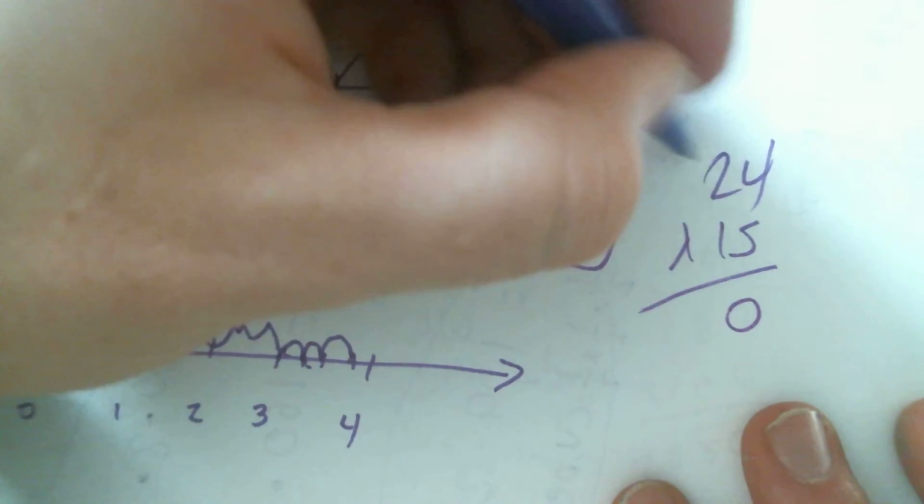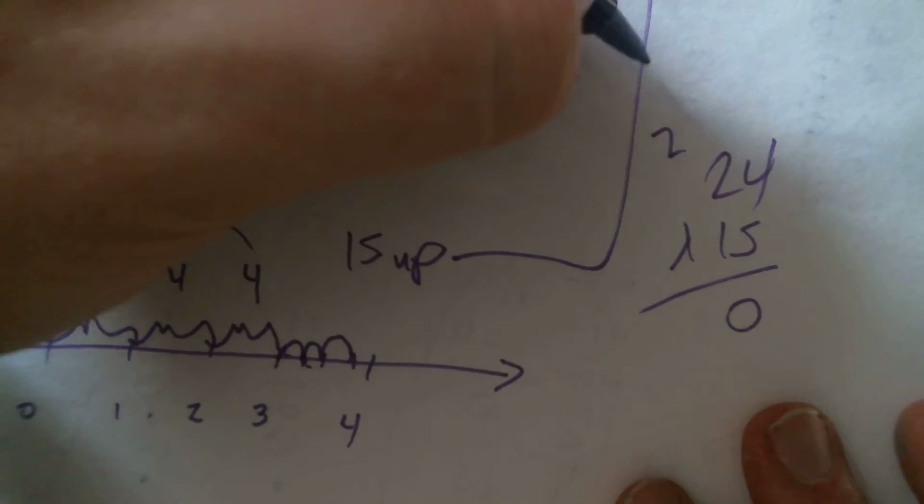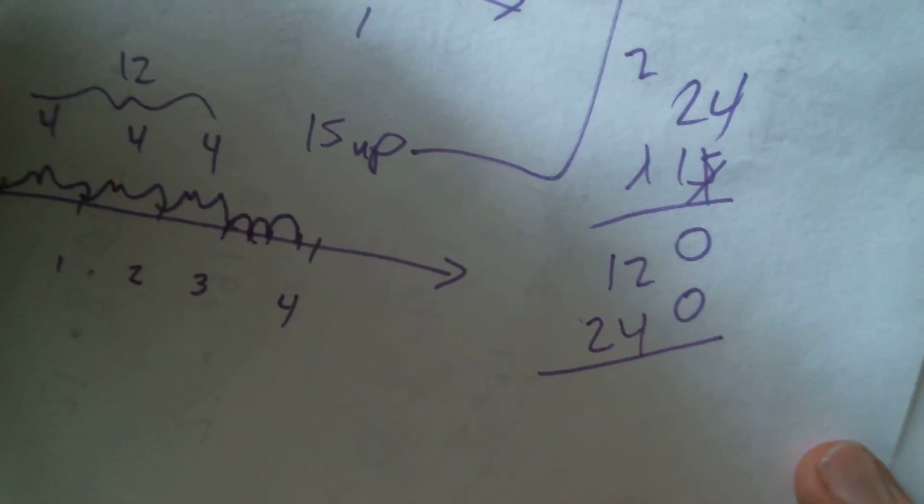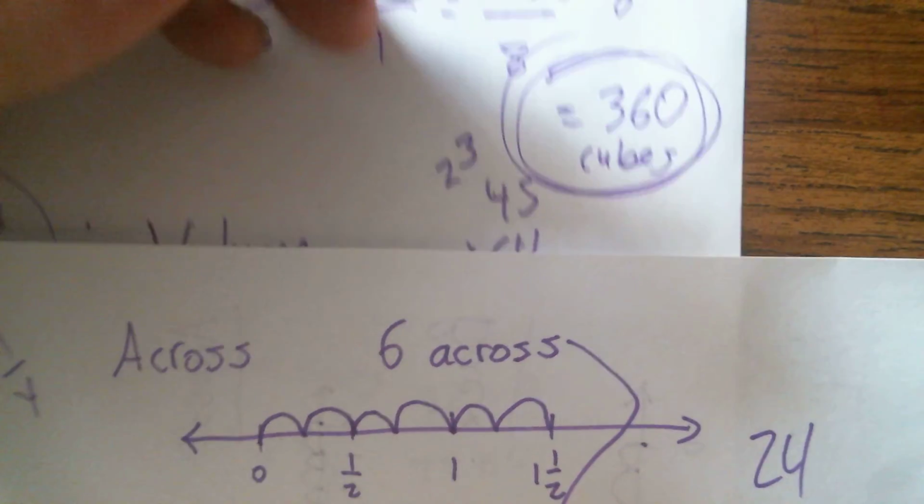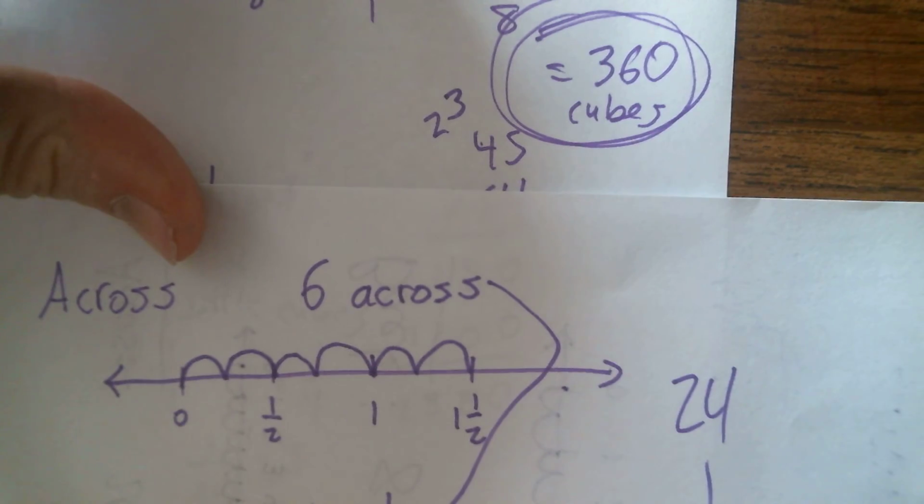5 times 4 is 20. 5 times 2 is 10. Add 2 is 12. Placeholder for the 5. Multiply with my 1, I just get the same thing. Oh my gosh, I get 360, just like we found out here. So it doesn't matter which way you do it, it just depends on what information you're given.